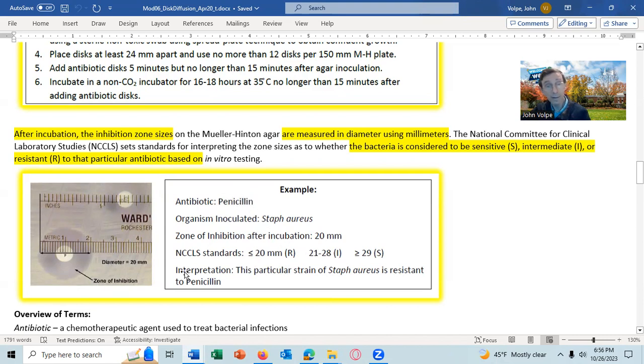If, on the other hand, the size of the zone of inhibition is greater than or equal to 29 millimeters, we then say that this bacteria is sensitive to this antibiotic. And between these two, from size 21 to 28, we say that the bacteria is intermediate to this antibiotic. Each species of bacteria will have a different size of zone of inhibition for each antibiotic. Any question about any of that?